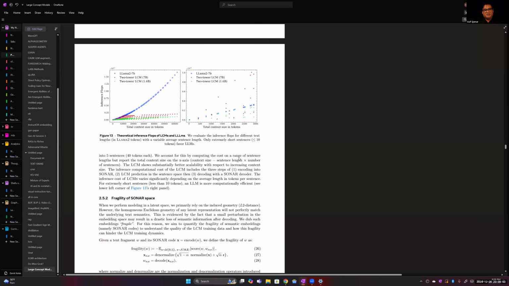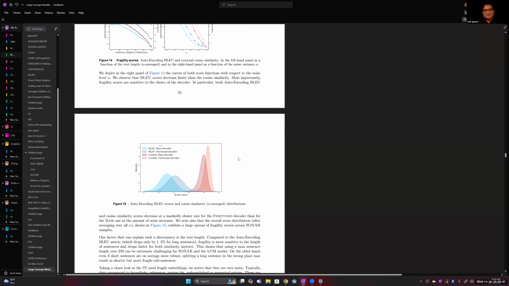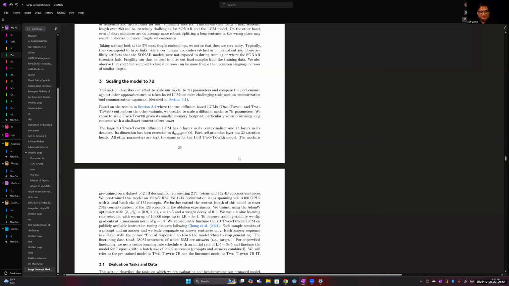It's a long paper. There are many, many nuances to this paper, but these are the main ideas that are there in this paper.